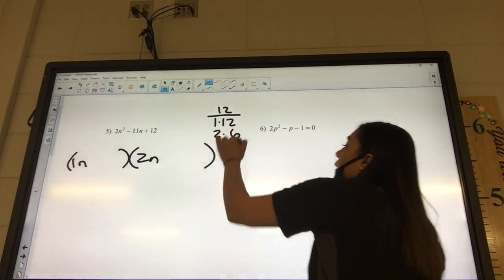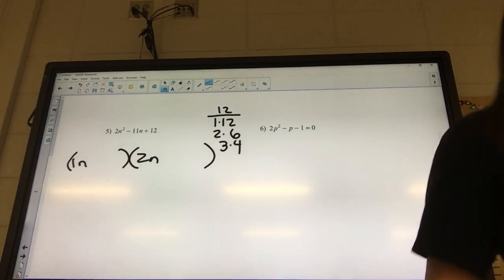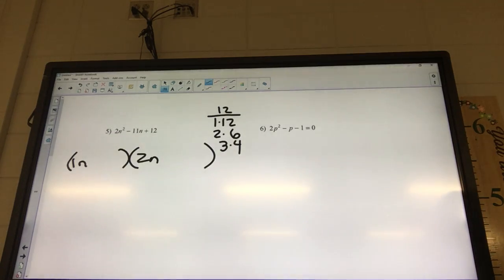3 and 4. Okay, what do you want to try? How many options could you do on here? How many options is there? No, like to pick from. By that I mean you could try 1 and 12, right? And if that doesn't work, you'd have to try 12 and 1. And if that didn't work, you'd have to try 2 and 6, or 6 and 2, or 3 and 4, or 4 and 3.